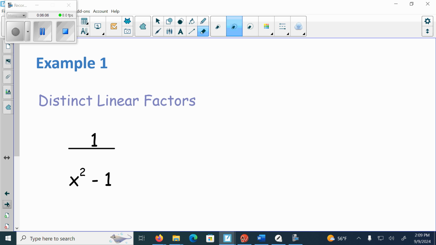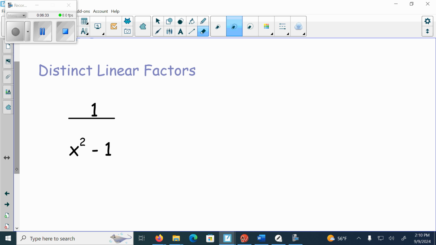So what we're going to first do is a distinct linear factor. I have this, which is combined with one denominator. I'm going to ask myself, what is the degree of the numerator? And we say 0. And what is the degree of the denominator? 2. So that is less than that, so I'm good to go. I don't have to divide. Correct? Yeah.